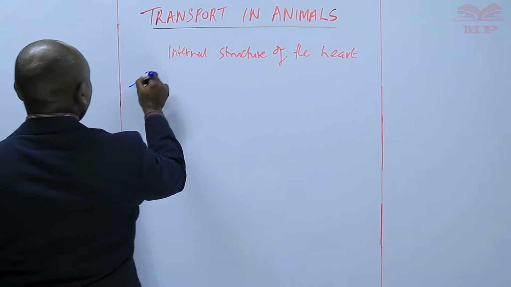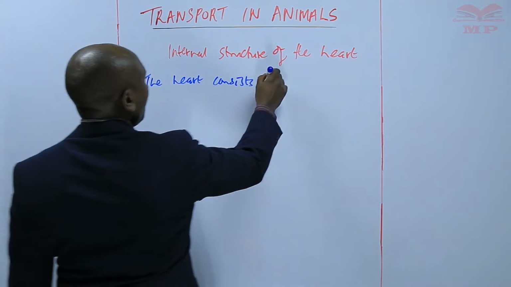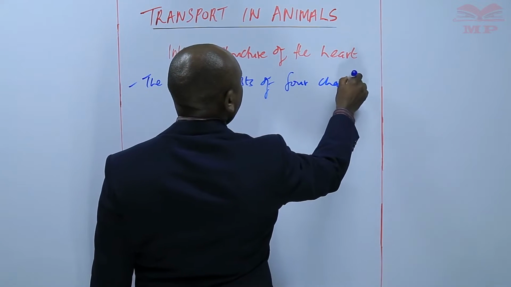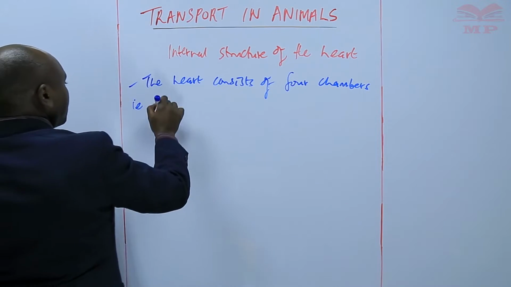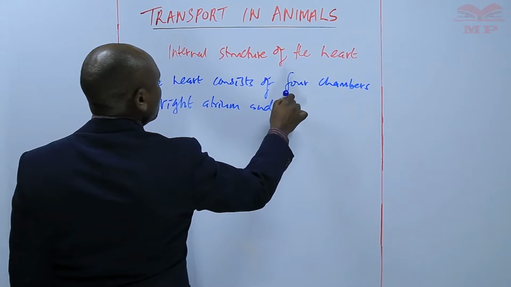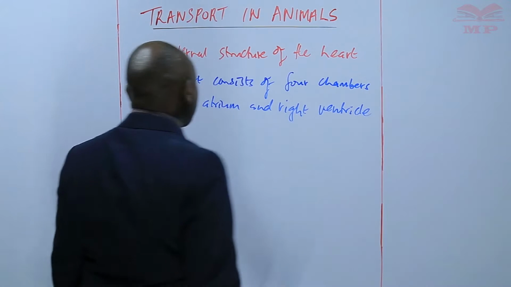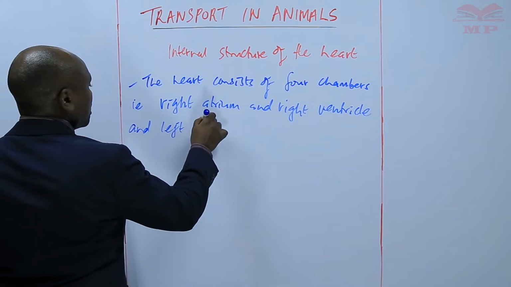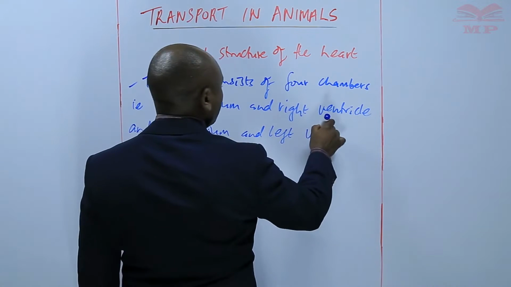So we are saying that the heart consists of 4 chambers, that is right atrium and right ventricle. Those ones are on the right side, and left atrium and left ventricle.